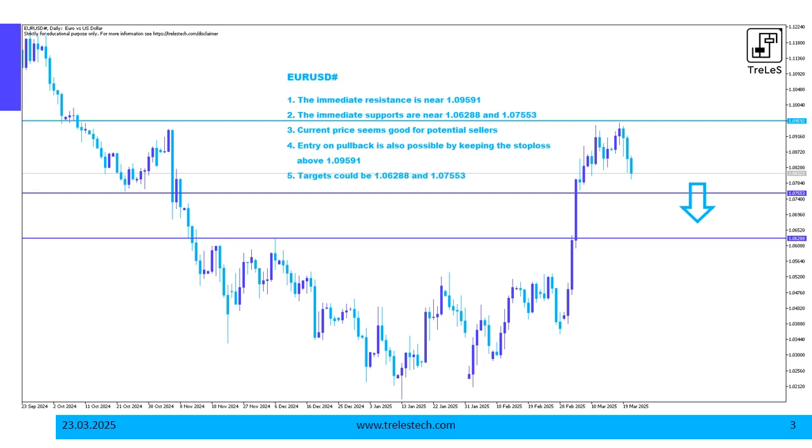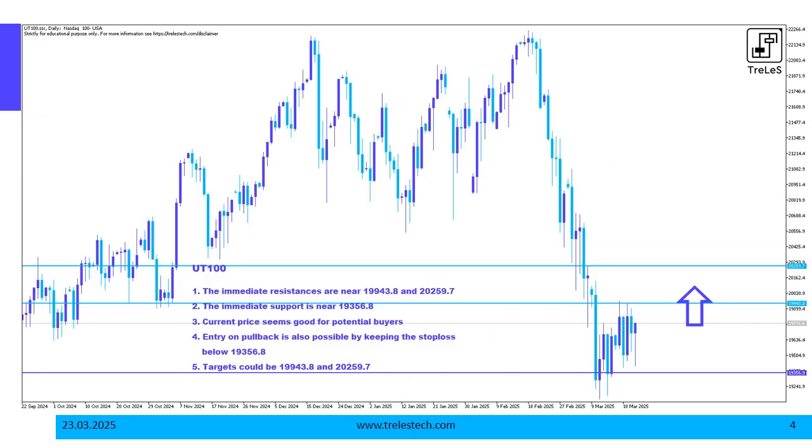A pullback entry is also an option. Stop loss placed above 1.09591. As for our targets, we are looking at 1.06288 and 1.07553.